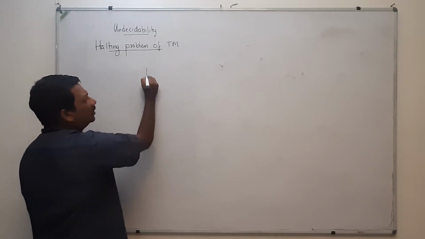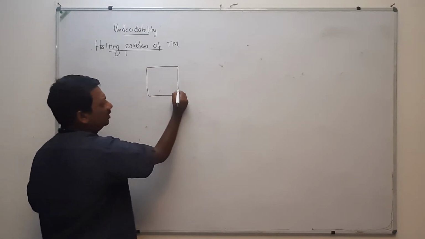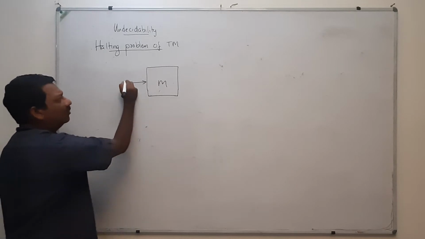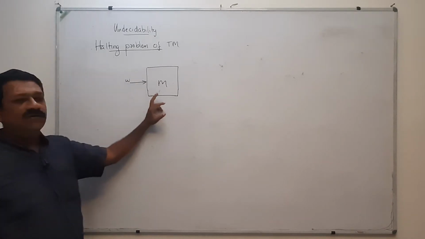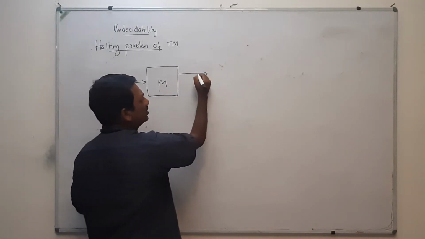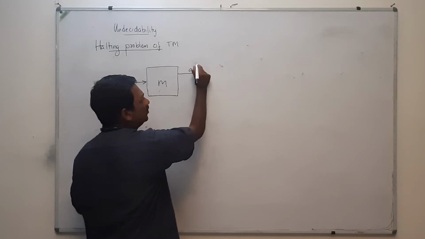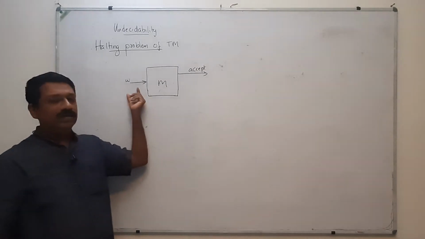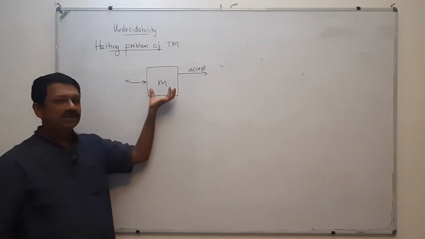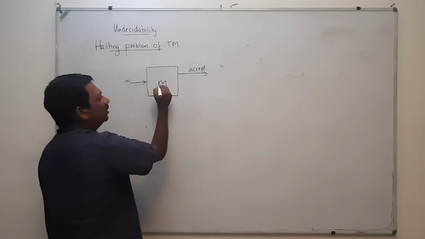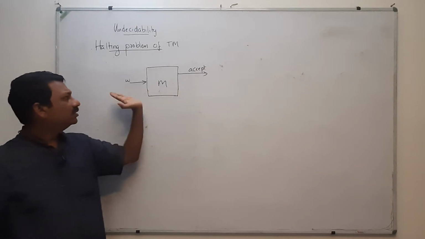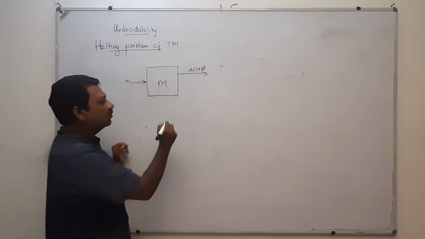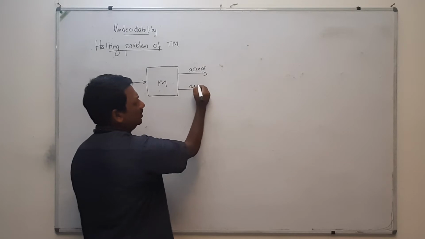Suppose that we have a Turing machine M, and suppose that an input W is given. If it is a valid input, it is said to accept this. That means it is accepting the string, that is, if it is a valid string according to this Turing machine, it will accept the string. And sometimes there is a possibility for rejection.